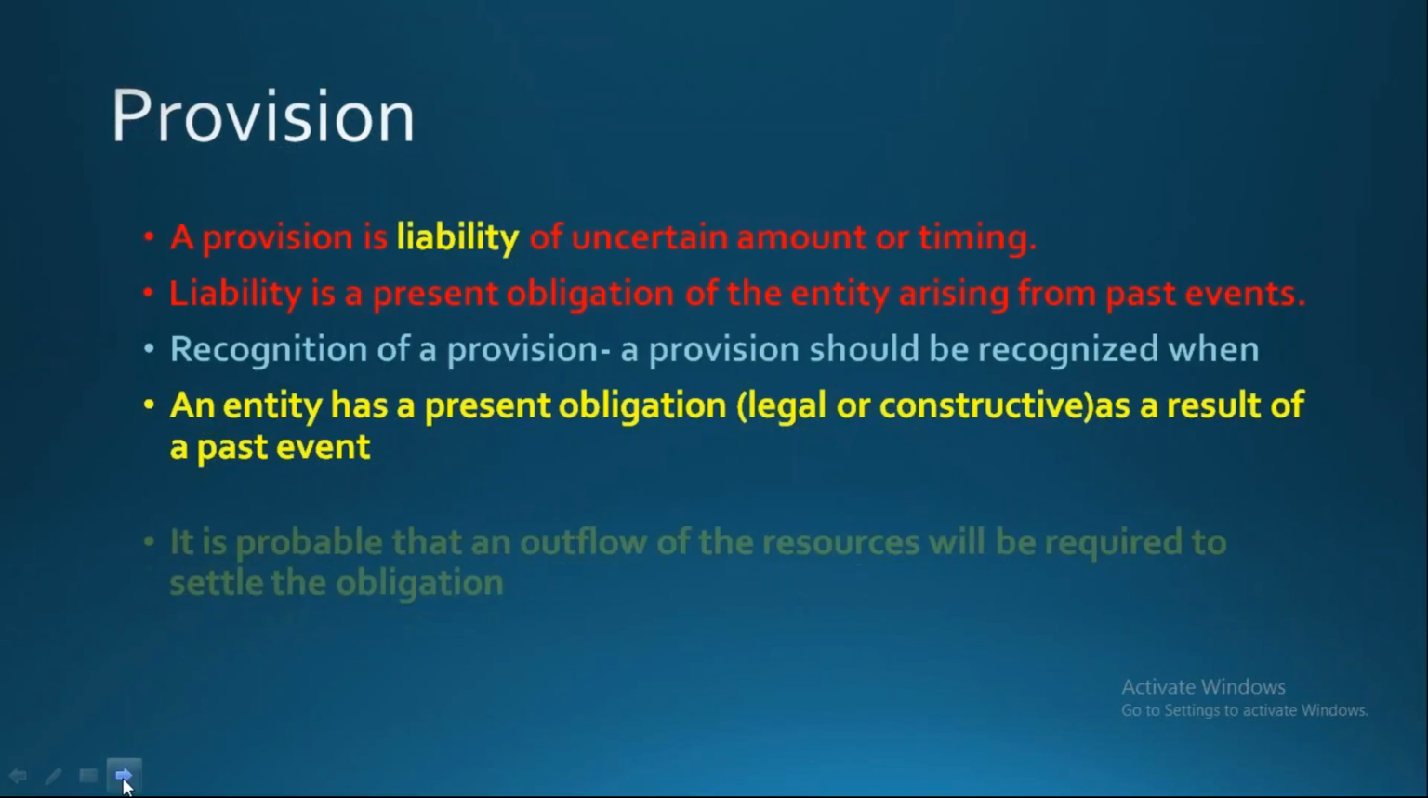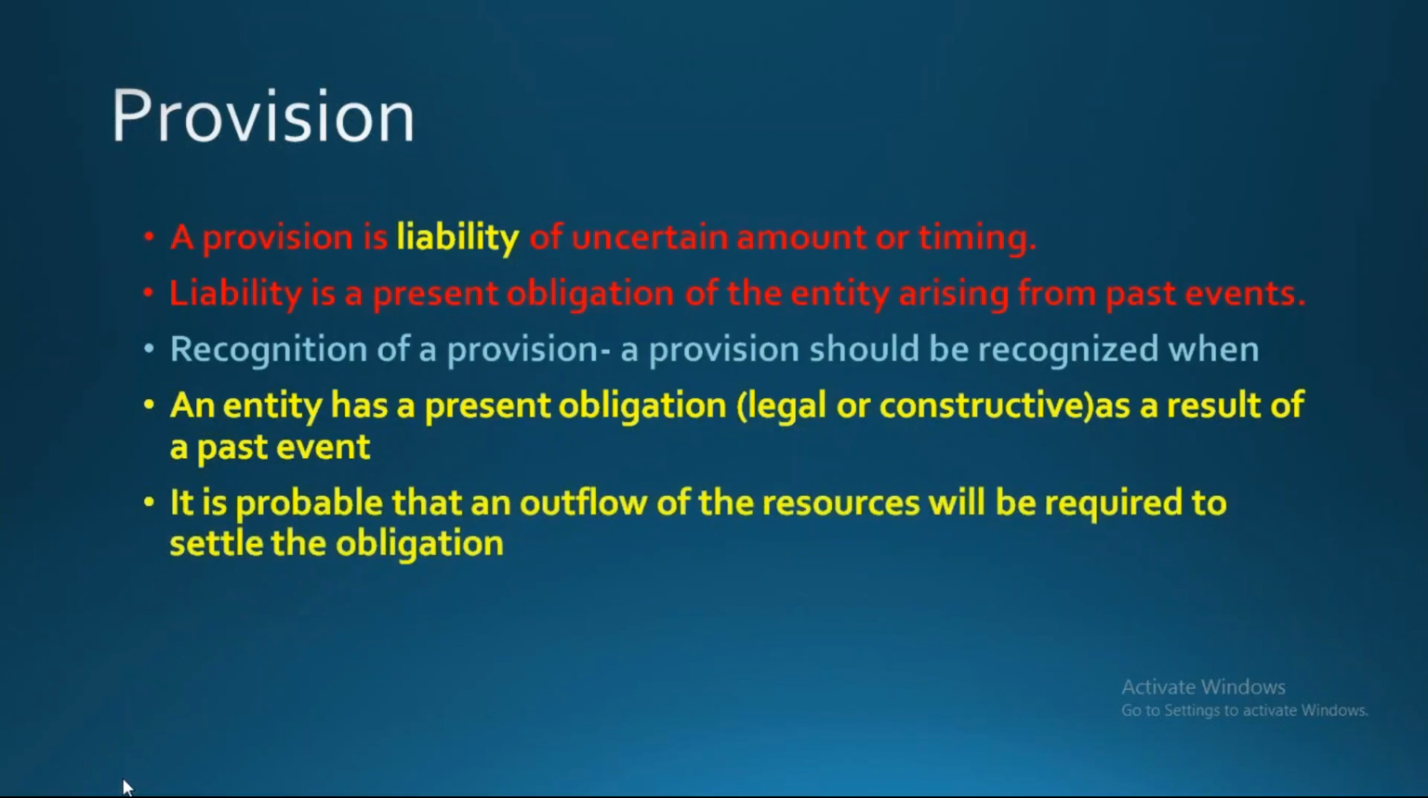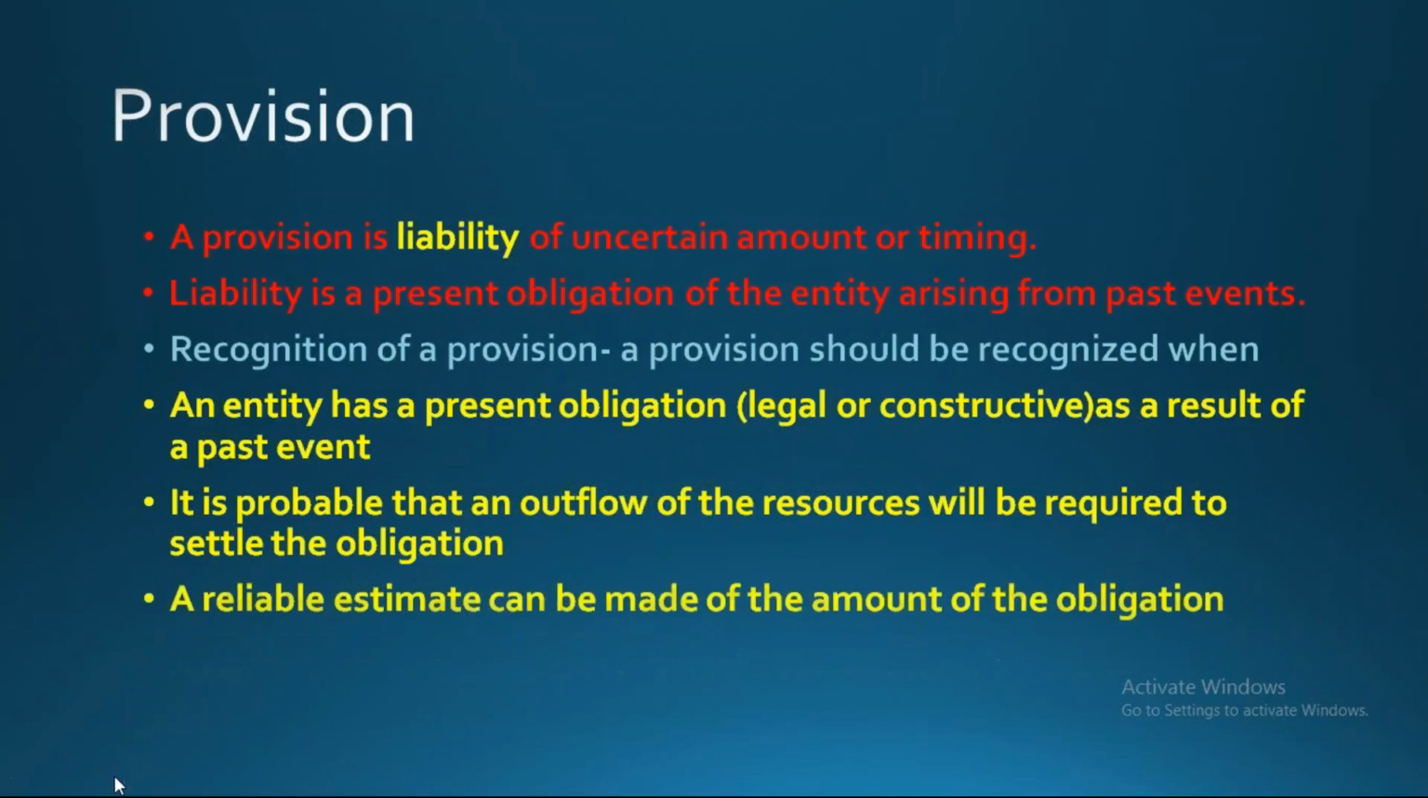ACCA. So, provision: a probable outflow will be required to settle the obligation. Probable means there's a more than 50% chance that it will be paid. If the lawyer says that the chance of paying is just about 20%, then it will not fall into the category of a probable outflow. Probable means it should be more than 50% chance of paying. We do not know, but there's a more than 50% chance we have to pay something. And a reliable estimate can be made.